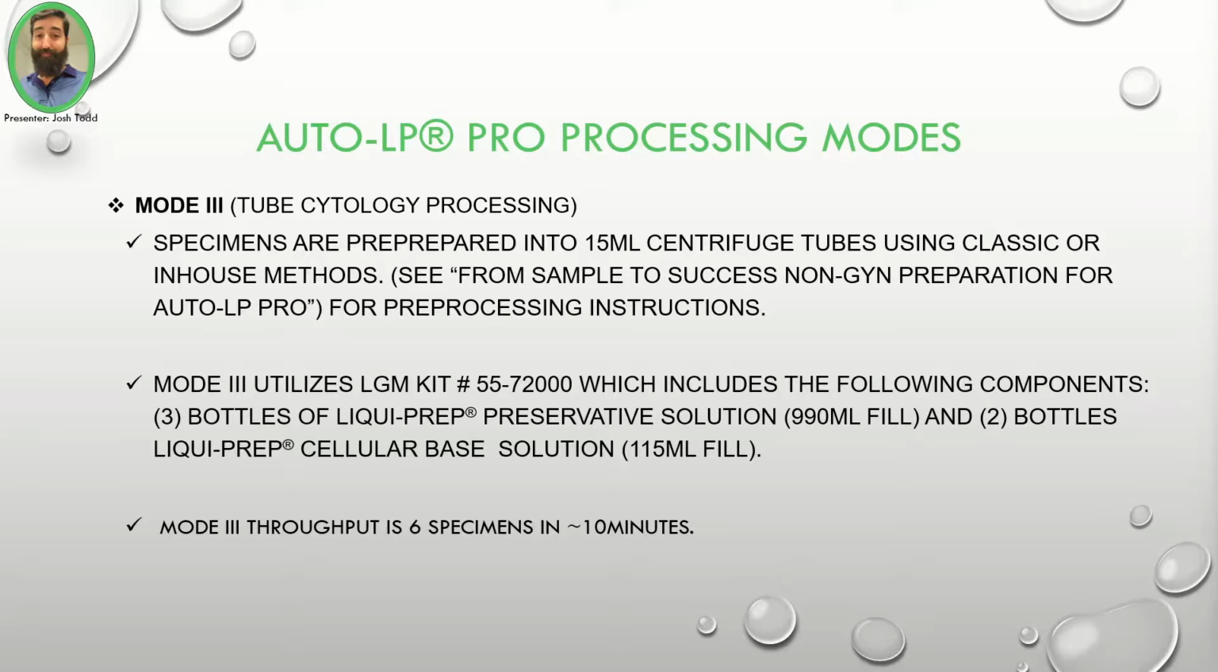Mode 3, Tube Cytology Processing. Specimens are pre-prepared into 15 ml centrifuge tube using classic or in-house methods. See From Sample to Success non-GYN preparation for AutoLP Pro for pre-processing instructions. Mode 3 utilizes LGM Kit 55-7200, which includes the following components: 3 bottles of LiquidPrep preservative solution, 990 fill, and 2 bottles of LiquidPrep cellular base solution, 115 fill. Mode 3 throughput is 6 specimens in approximately 10 minutes.